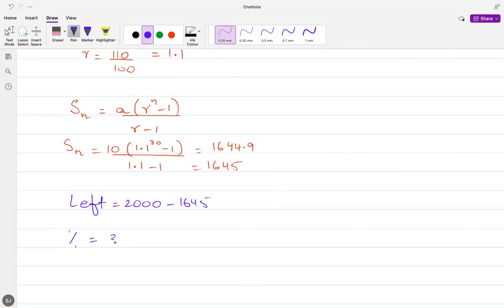Finding the percentage, we will write it as 355 divided by 2000 times 100. The final answer will be 17.75%.